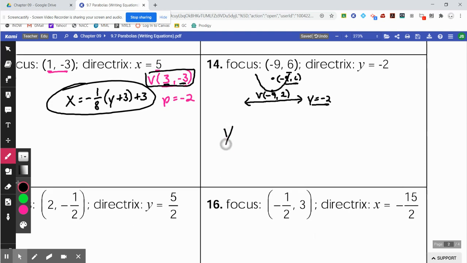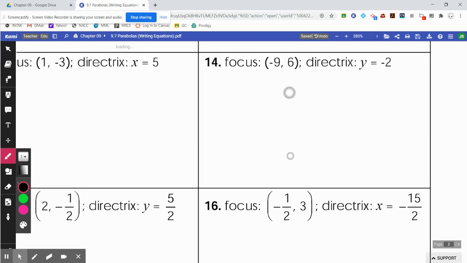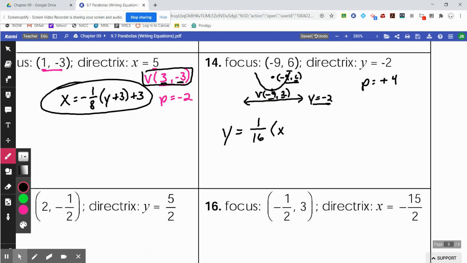Since it cups up, it's going to be a y equals parabola. We need a value for p. It is going to be positive since it cups up. The distance from 2 up to 6 would be 4. So therefore, y is equal to 1 over 4p, which will be 1/16, and that is positive. The vertex is shifted to (-9, 2). So to shift it to -9, I'm going to put a +9 on my x, and I'm going to put a +2 at the end, and there is your parabola.